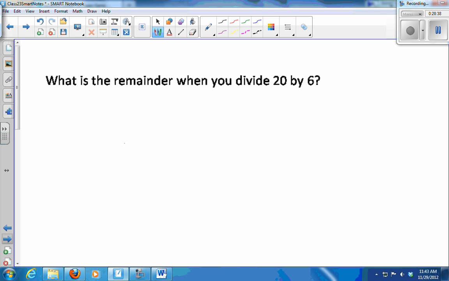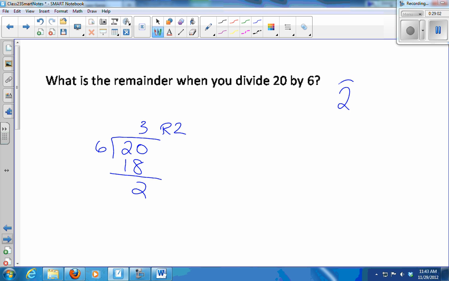I want to know the remainder. All I'm interested in is the remainder, but to get it, I have to actually do the division out, right? So you say, well, 6 goes into 20 how many times? 3, and 6 times 3 is 18, and my remainder is 2. So when I do 20 divided by 6, and I just want the remainder, the answer is 2. I'm only interested in the remainder, not how many times it goes in. I just want to know how much is left over.